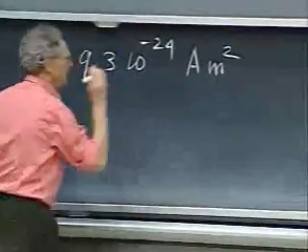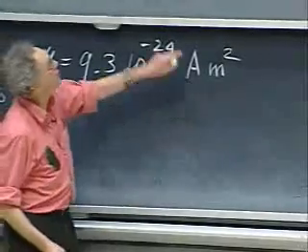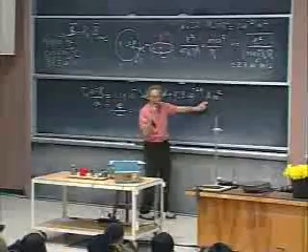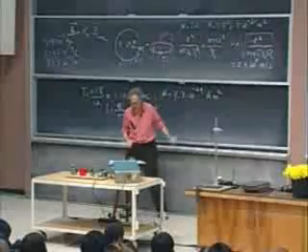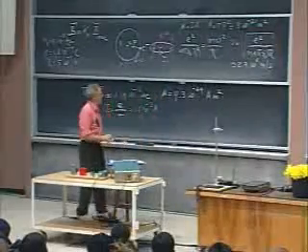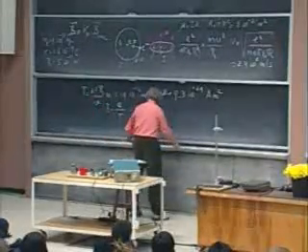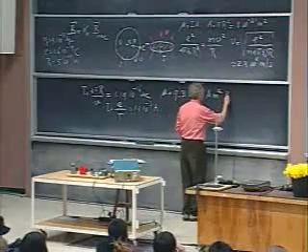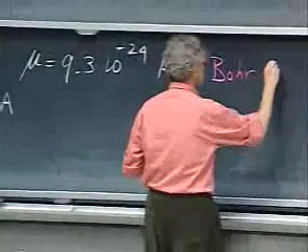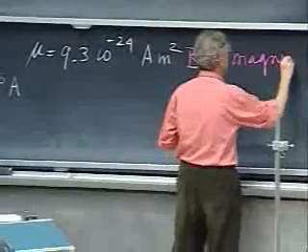This is area, and this is current. This A has nothing to do with that A. Hey? This is amperes. Be careful. And this is square meters. So these are the units. And this has a name. This is called the Bohr magneton.